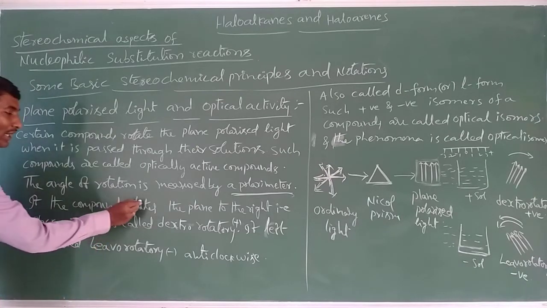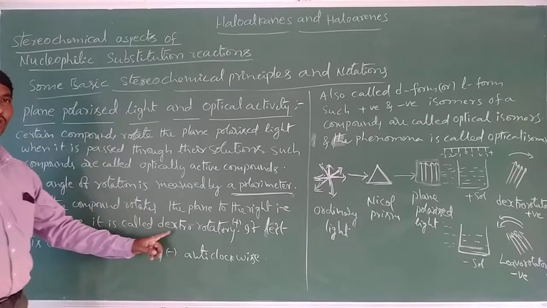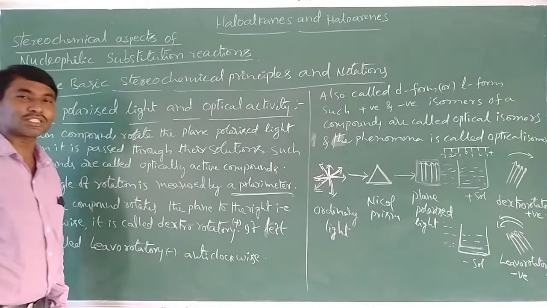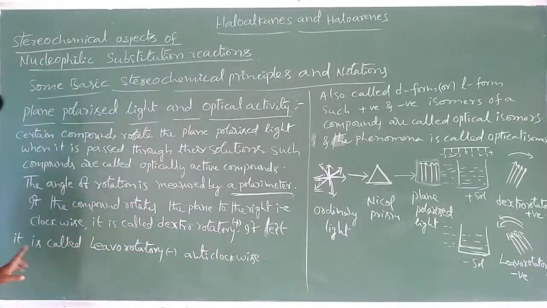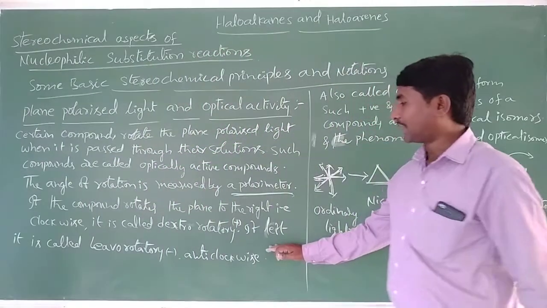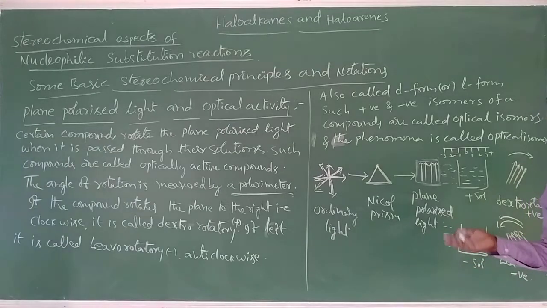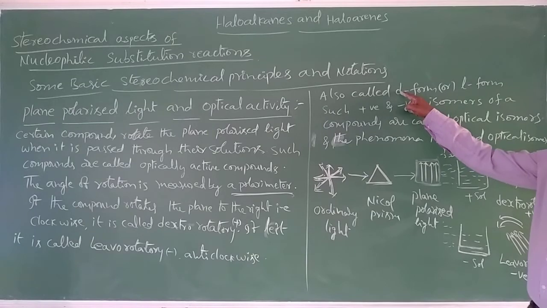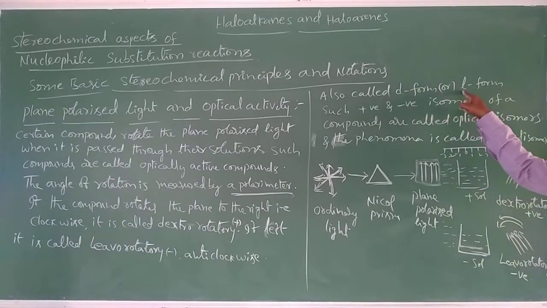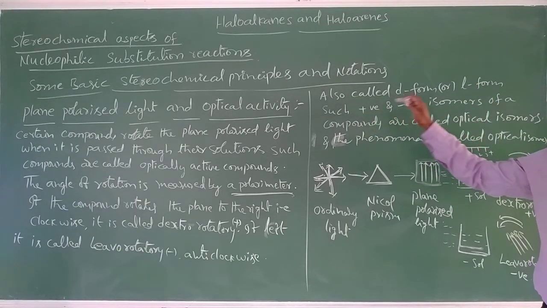If the compound rotates the plane to the right, that is clockwise, it is called dextrorotatory, that is positive. If it is to the left, it is called levorotatory, that is negative, anti-clockwise. So dextrorotatory and levorotatory: right side and left side, clockwise and anti-clockwise, positive and negative. This is also called D form or L form. D means dextro, L means levo. D form means positive and L form means negative.